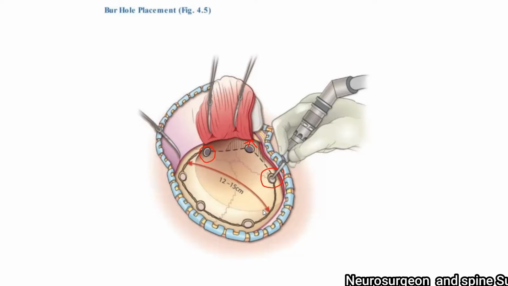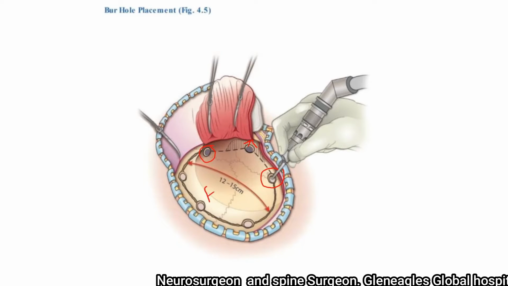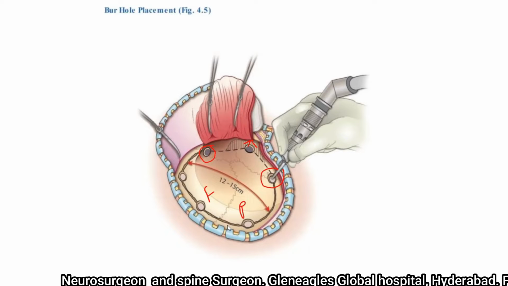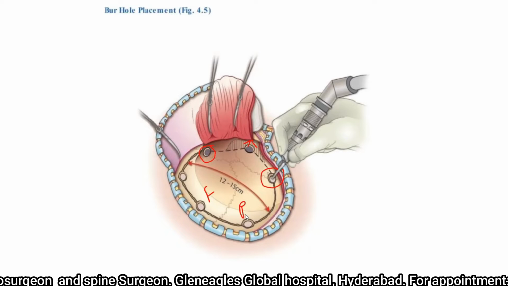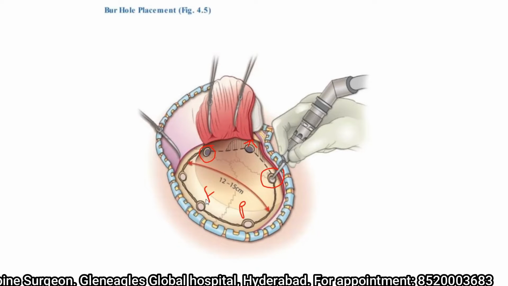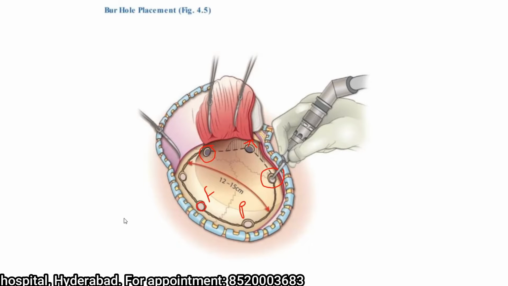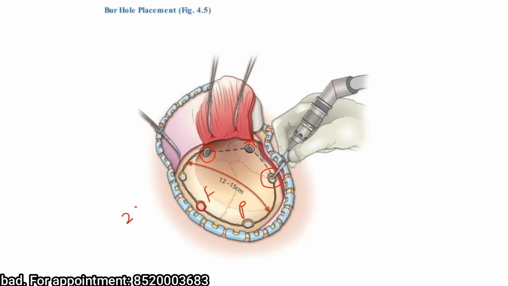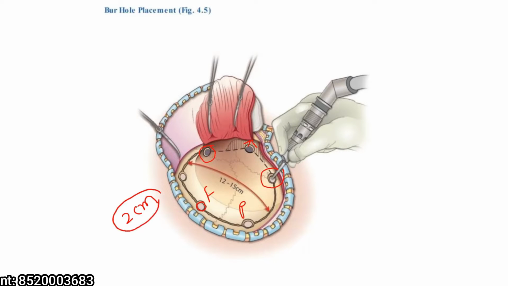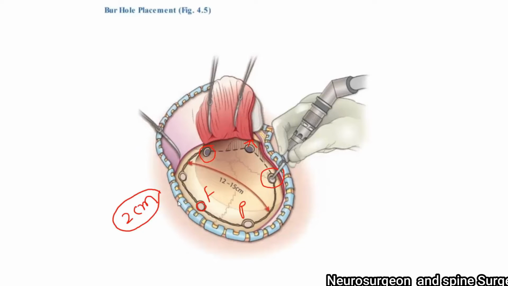Then the remaining burr holes are placed along the frontoparietal region. This is the frontal bone. This is the parietal bone, near the midline along the frontoparietal region. Ensure that these burr holes along the midline are at least 1.5 to 2 centimeters away from the midline. This is a very important precaution, because if you place burr holes on the midline, there are high chances of injury to the superior sagittal sinus.